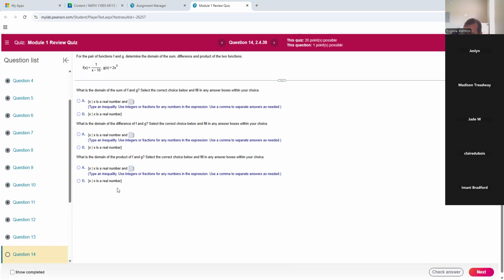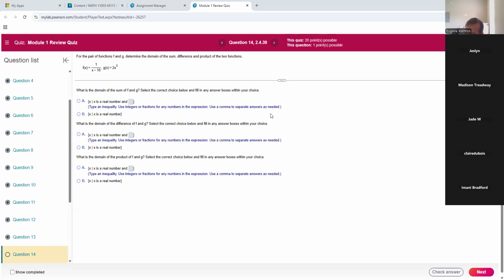All right, y'all. So this 14 is domain. And remember, all three of these will have the same domain. So what I got to figure out, let's see, we got f of x equals 1 over x minus 10. g of x equals 2x cubed. So y'all, it's like this.